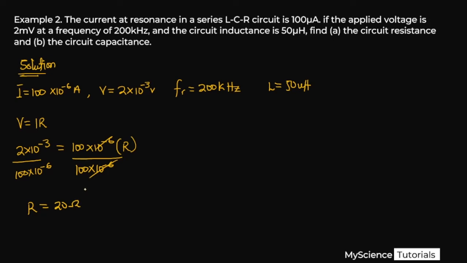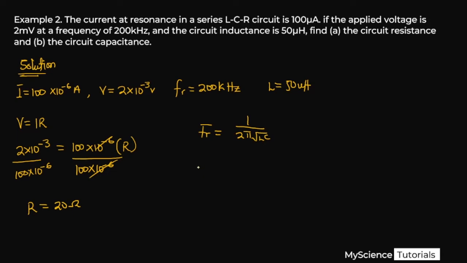Alright, so now let's go ahead and find the circuit capacitance. For us to find the circuit capacitance, we know that the resonant frequency FR is equal to 1 over 2 pi the root of LC. So we need to make C the subject over here, so we need to do a little bit of change of subject.